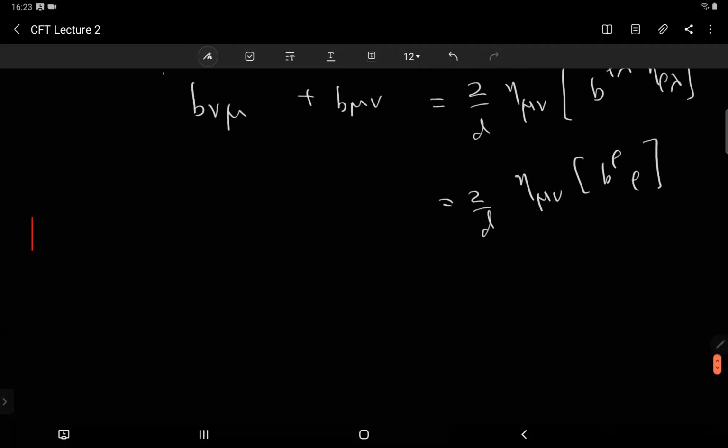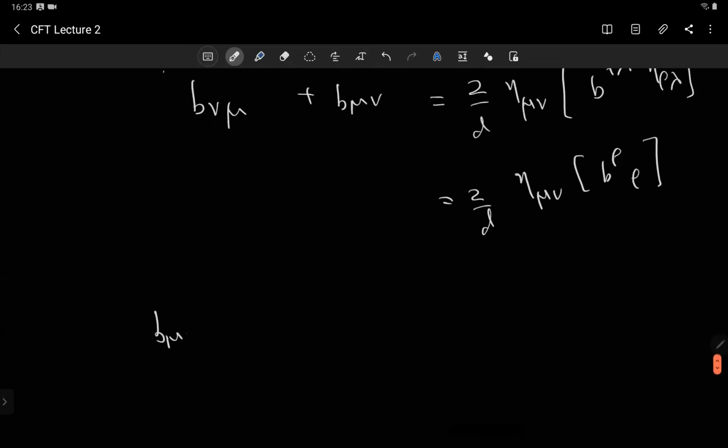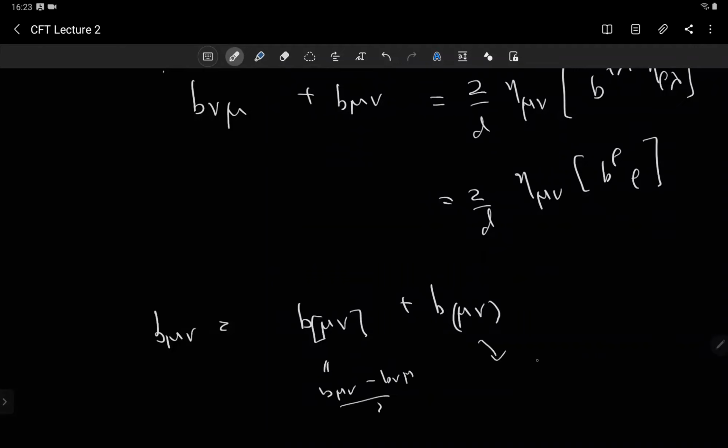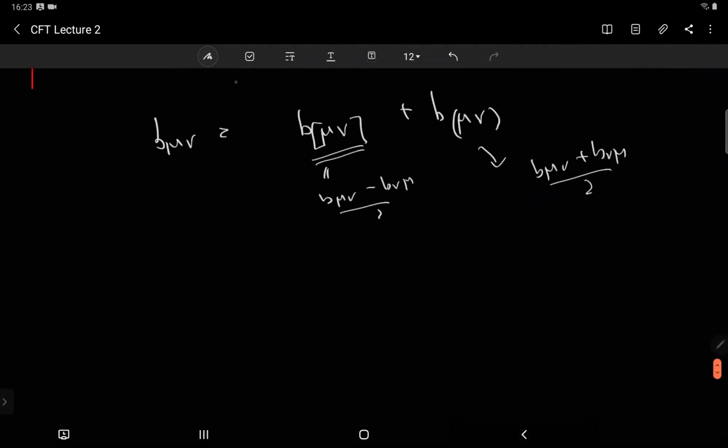What does this mean? This means that this B mu nu matrix can be written as an antisymmetric matrix plus a symmetric matrix. Anything can be written as an antisymmetric matrix and a symmetric matrix. This part is just B mu nu minus B nu mu by 2, and this part is B mu nu plus B nu mu by 2. Any matrix can be written like this. This equation tells us that there is no constraint on the antisymmetric part, but the symmetric part is a pure trace, meaning it is just proportional to eta mu nu. So that means that the B mu nu matrix has to be of this form.